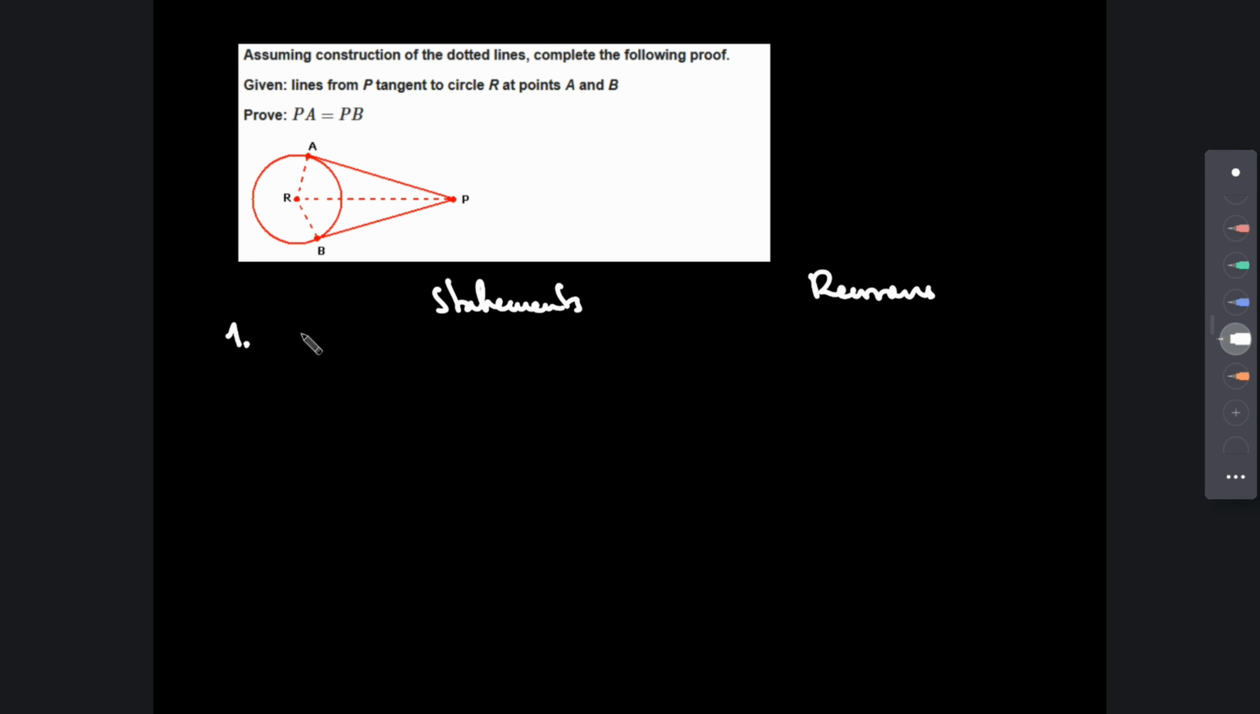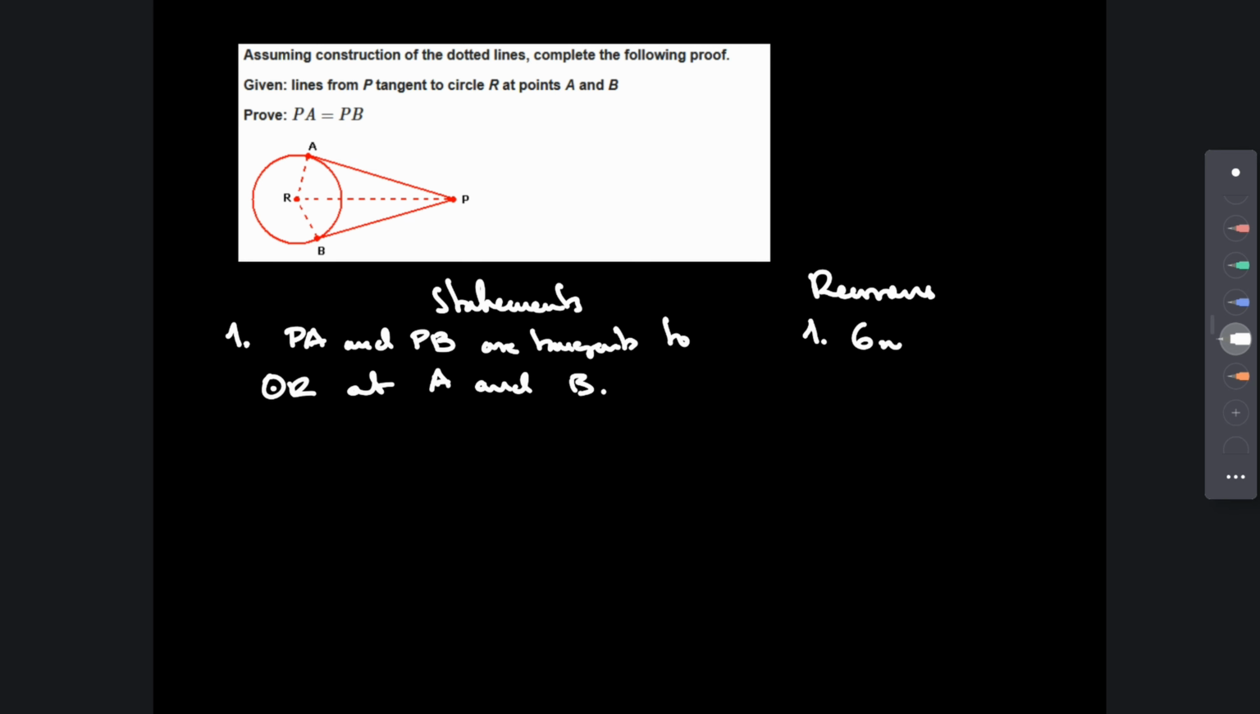So that means that PA and PB are tangents to circle R at A and B respectively, right? So this is the given. Okay, so if you notice, let me use a different color.